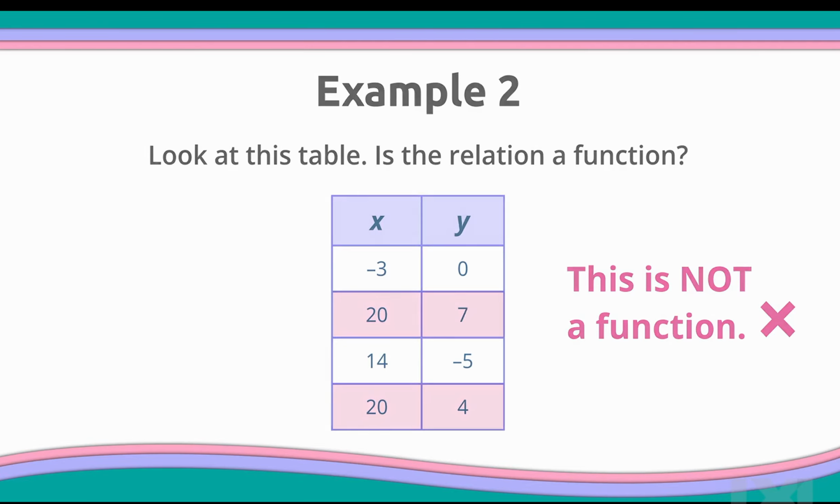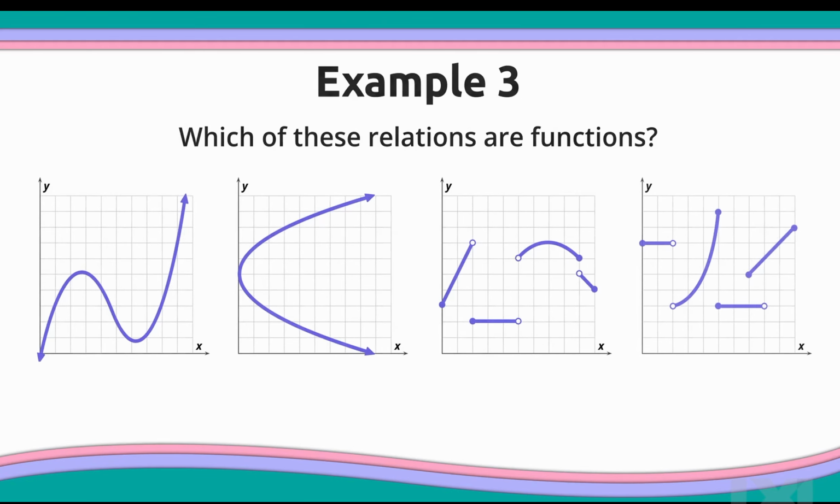Great, let's try it out with some graphs. Here we have 4 graphs. Which of these relations are functions? Remember that we can use the vertical line test to check if a graph is a function. Let's start with the first graph. Can a vertical line ever intersect the graph at more than one point? Nope, that means it is a function. Each x value is paired with exactly one y value.